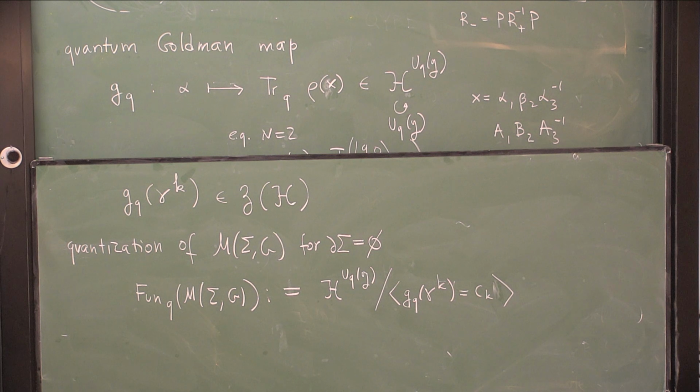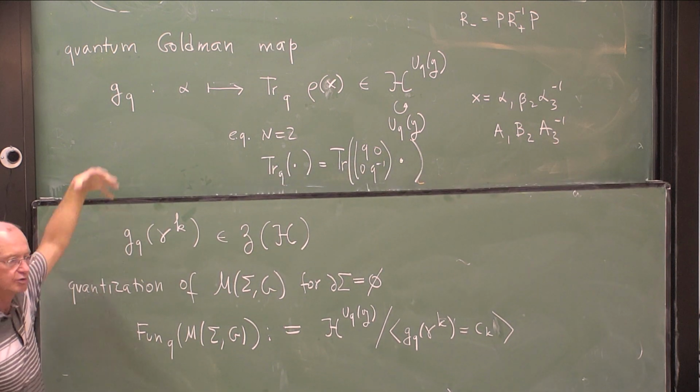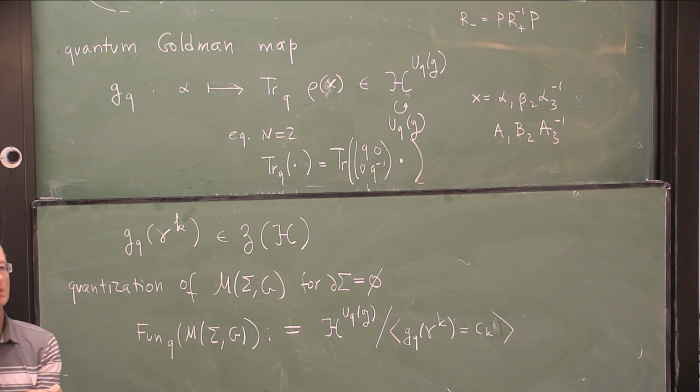So that's basically you're fixing the center, and that's how you quantize a moduli space for a closed surface. So you see, it's sort of a little bit parallel. After you accept the four-crossly description, the story becomes parallel to what we've seen on the classical side.